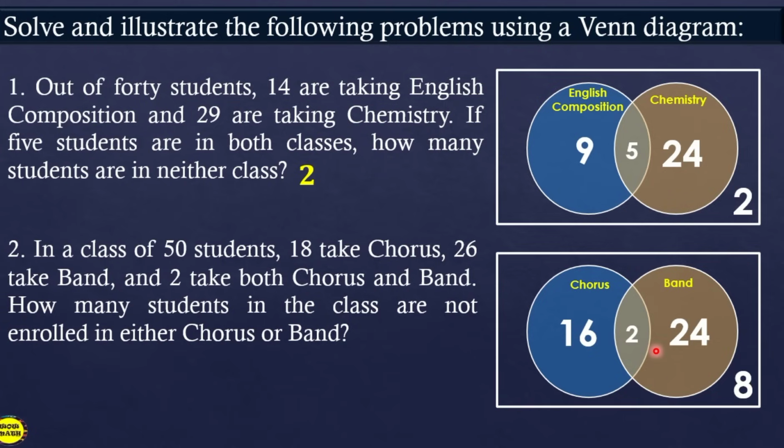So, yun po yung walang tinik kahit isa man dito. So, ilan sila? 8. Okay? So, ang question, how many students in the class are not enrolled in either chorus or band? So, alin po dito? Ay, how many? So, that is 8.